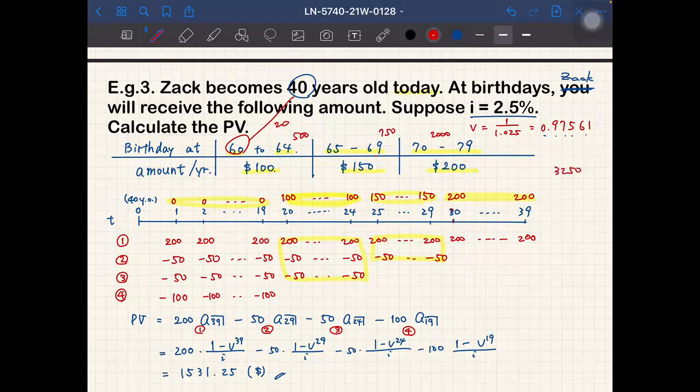But this is further away. At least Zach has to wait for 20 years to get a payment, right? So 20 years later the payment starts, and i is equal to 2.5%. Even simple interest for 20 years is 50%, so at least 50% more. But we have compounding every year, and also some payments are even 40 years, 39 years further away. So the present value is just a little less than half of the total payment amount, which can be justified.